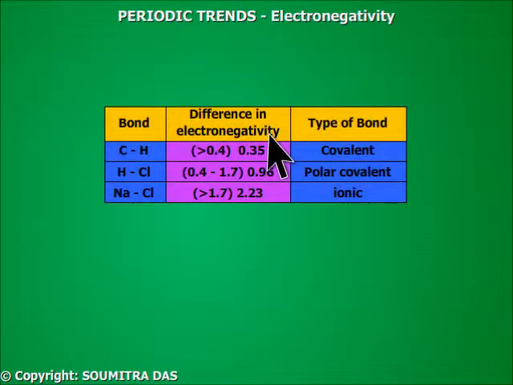Electronegativity difference of two atoms in a chemical bond determines the type of bond. If the difference is small, then the bond is covalent. If the difference is a little bit more, then the bond is polar covalent. Now, if the difference in electronegativity is appreciable, then the bond is ionic.